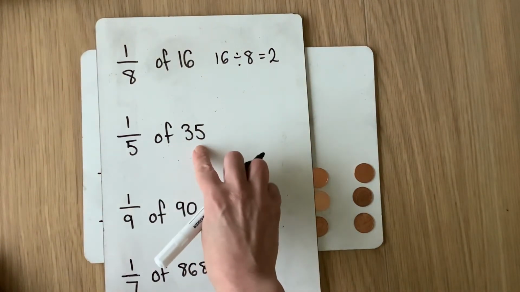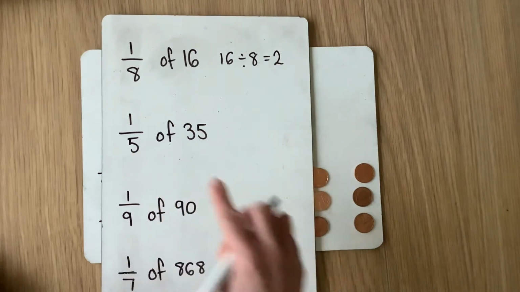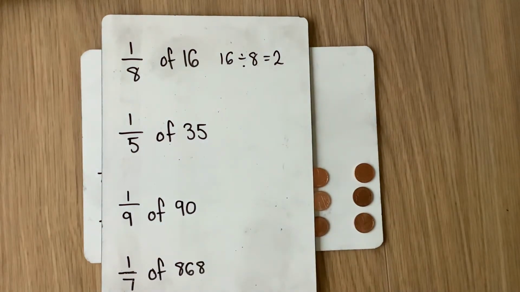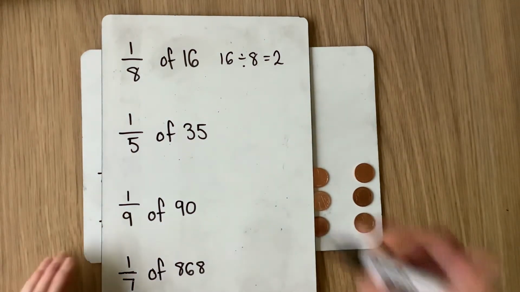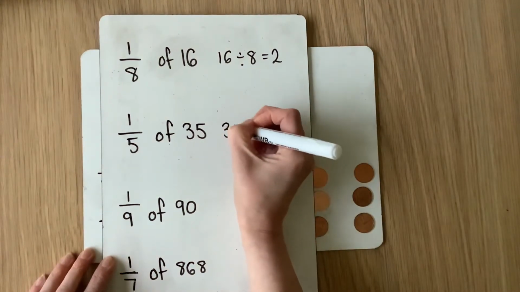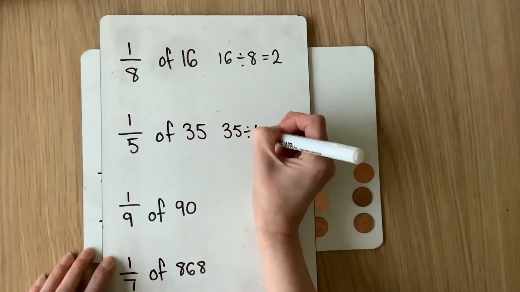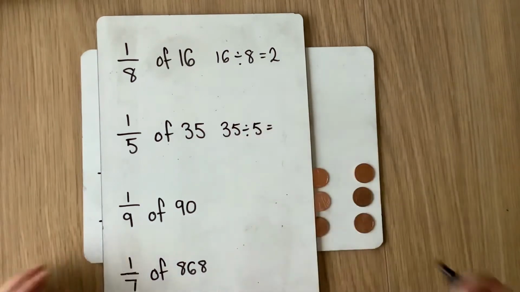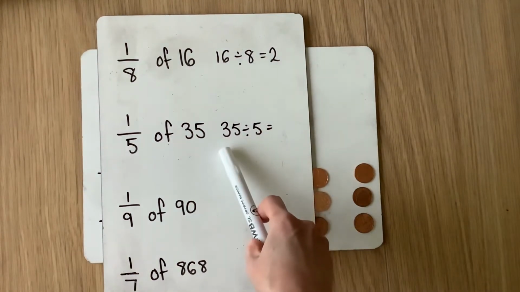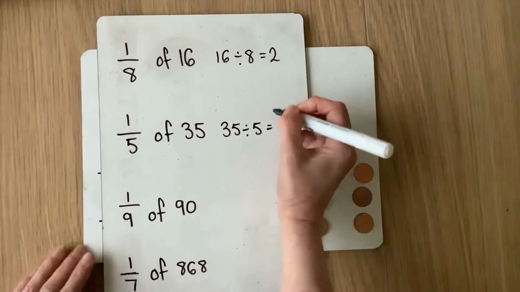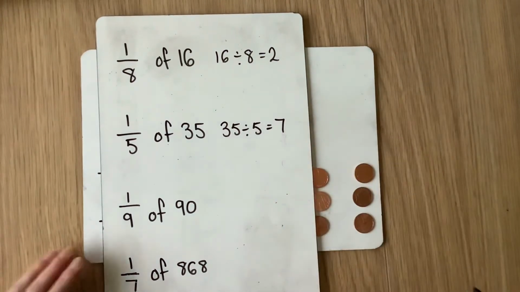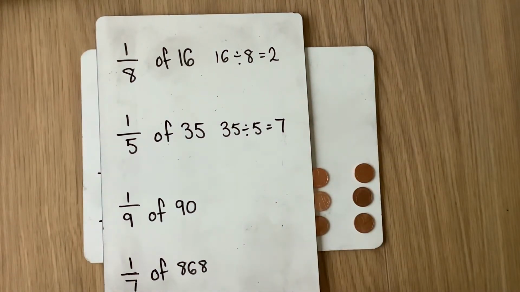1/5 of 35. Look at the number on the bottom of the fraction. I've got a 5, so my denominator is 5. So my question then is 35 divided by 5. Counting 5s, how many 5s does it take to make 35? 7. 35 divided by 5 is 7.